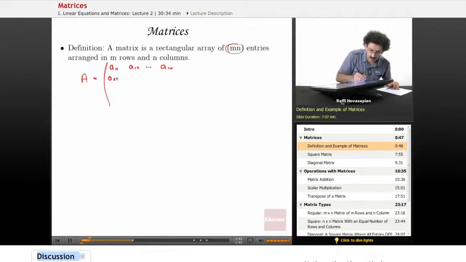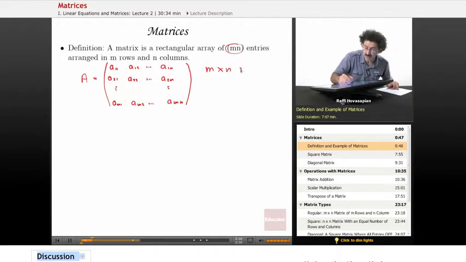So A21, excuse me, A22, dot, dot, dot, A2n, and we'll go down, this will be Am1, Am2, dot, dot, dot, Amn. So the top left entry is A11, the bottom right entry is Amn. This is an m by n matrix.